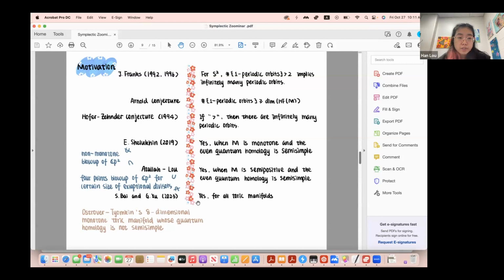Now I will give some examples to distinguish these three works. So first, if we consider the non-monotone blow-up of CP^2, then it's covered by our work, but because it's non-monotone, it's not covered by Shelukhin's work. And if we consider the 4-point blow-up of CP^2 for certain sizes of exceptional divisors, then it's covered by our work, but it's not covered by Xu's work because it's not a toric manifold. And to distinguish Xu's work from the semisimple even quantum homology work, we can use the Ostrover and Tyomkin 8-dimensional monotone toric manifold whose quantum homology is not semisimple.